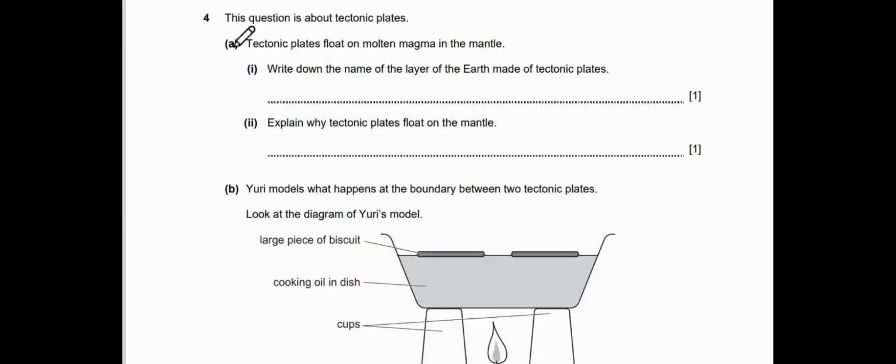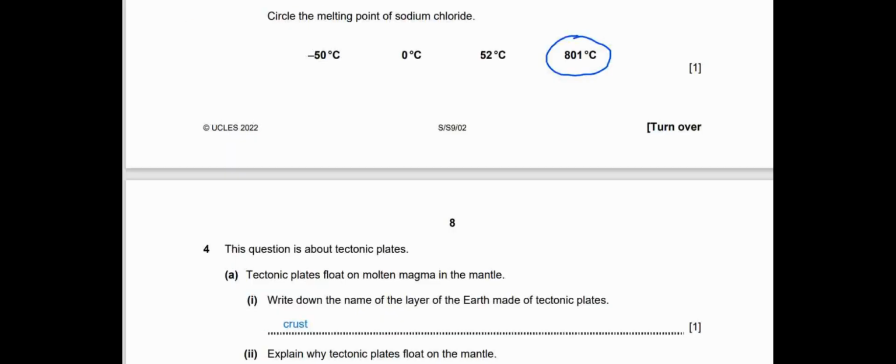Now we are in question 4. This question is about tectonic plates. Tectonic plates float on molten magma in the mantle. Write down the name of the layer of the earth made of tectonic plates. Our earth is divided into 3 layers: crust, mantle, and core. Since tectonic plates float on the mantle, it must be the crust, the upper layer. So that will be our answer. So we type down our answer: the crust.